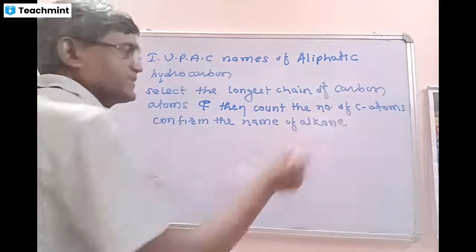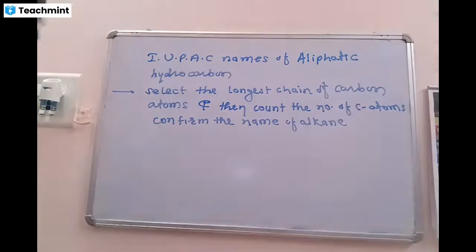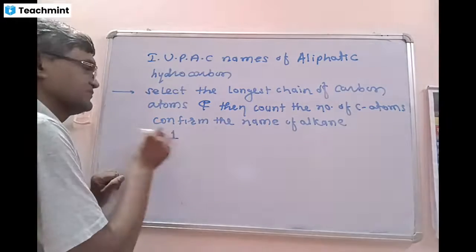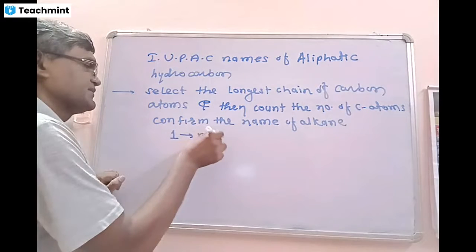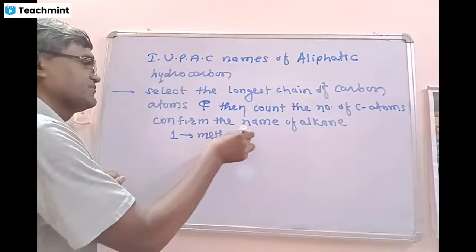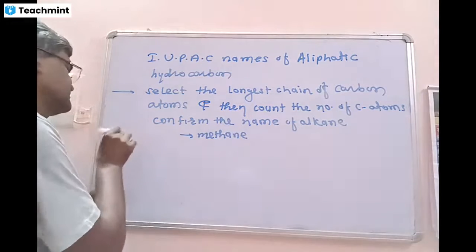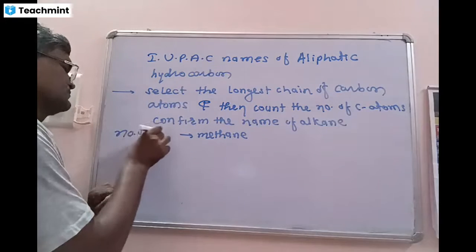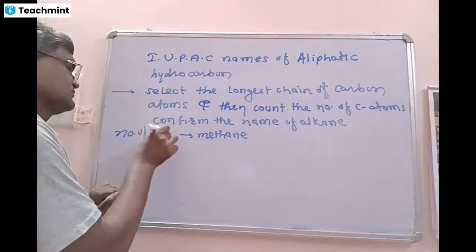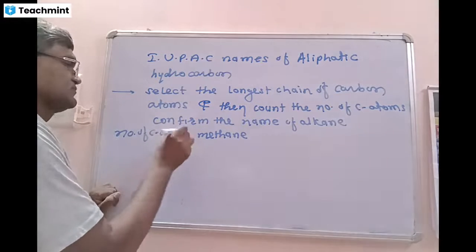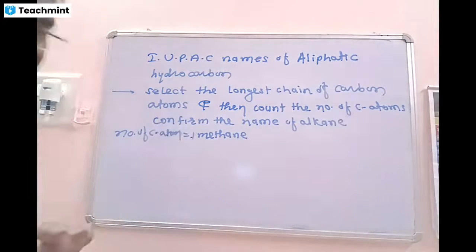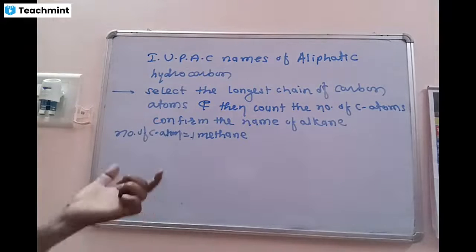Just on the basis of number of carbon atoms, if there is one carbon, you have to say it is a methane. Number of carbon atoms is one. Only one carbon is there. There is no chain at all. So you can say it is a methane.